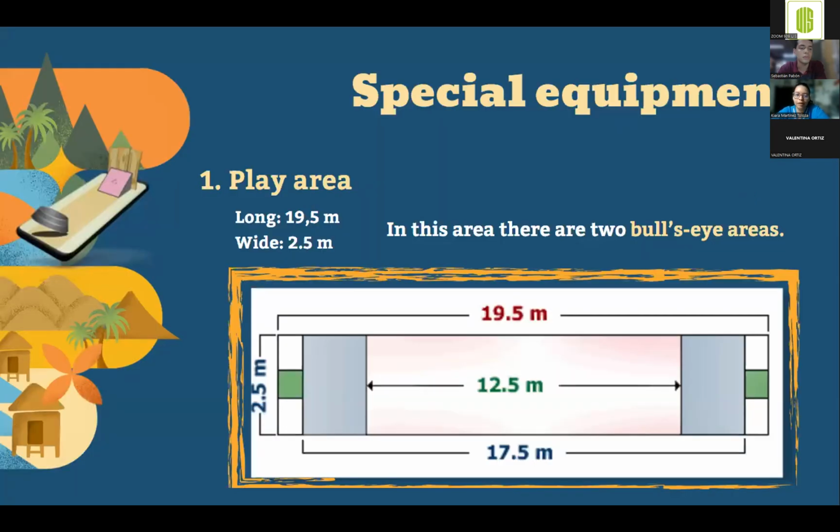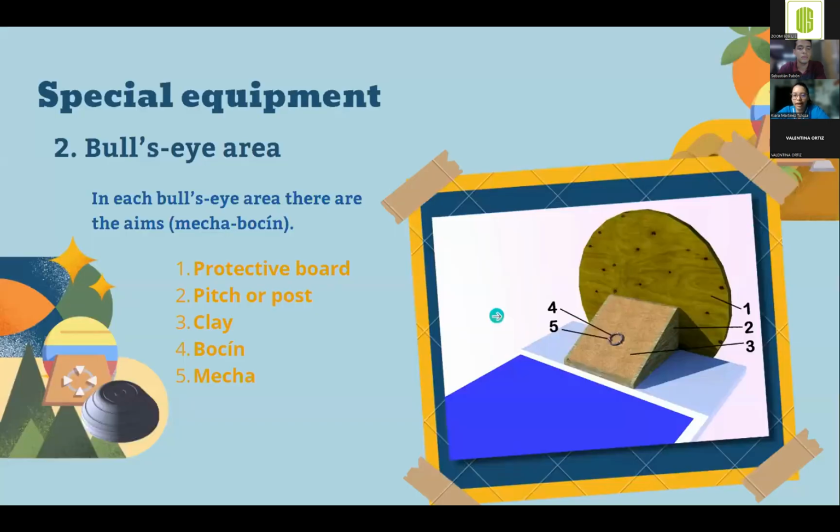Special equipment. This is the play area, and you can see that there are 2 bull's eye areas, and each bull's eye area is separated by 12.5 meters. Next, in the bull's eye area, we can see the aims. They are the bocín and the mecha.